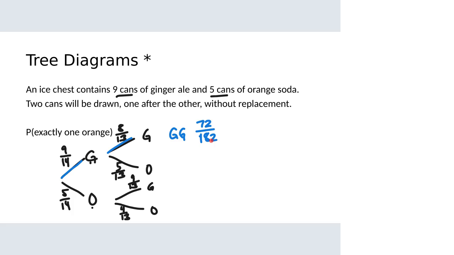We'll do this with every one of our possible outcomes. Ginger ale, orange. 9 times 5, that's 45 out of 182. Orange followed by ginger ale, that's going to be 45 out of 182. And then orange followed by orange, going to be 20 out of 182.